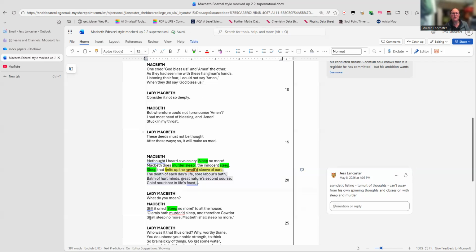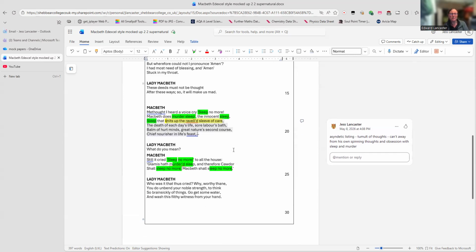Macbeth doth murder sleep. Glamis hath murdered sleep. And therefore Cawdor shall sleep no more. The repetition there of sleep no more. Nobody is ever going to sleep anymore. He's done it. He's killed sleep. Therefore Macbeth shall sleep no more. Look at that, three times repetition. Is he obsessed with the number three maybe?